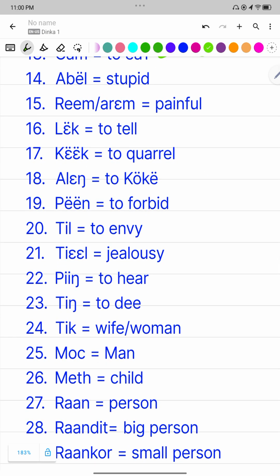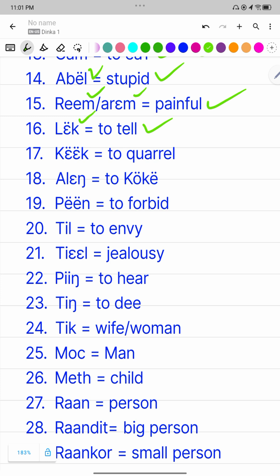Number 14, abel. Abel means stupid. Stupid person. Number 15, ram or aram. Aram or ram means painful, sometimes suffering. You are suffering. You have body pain. You have a lot of pain in your body. That is aram. Number 16, leg. Leg means to tell. In balak means I will tell you. In balak kedang, I will tell you something. That is the word leg.